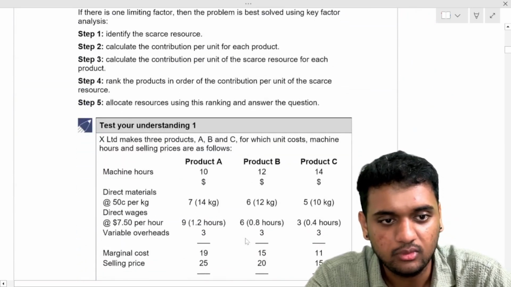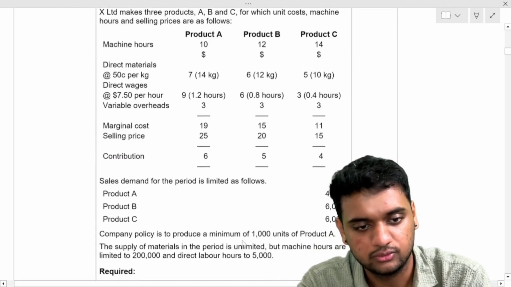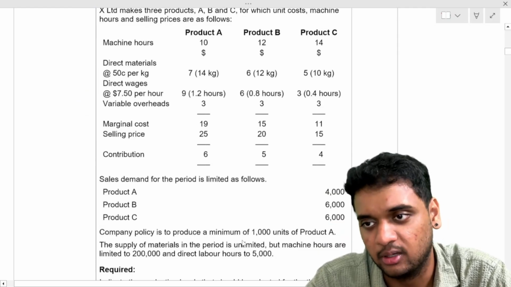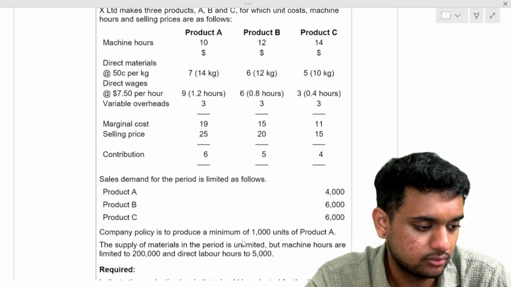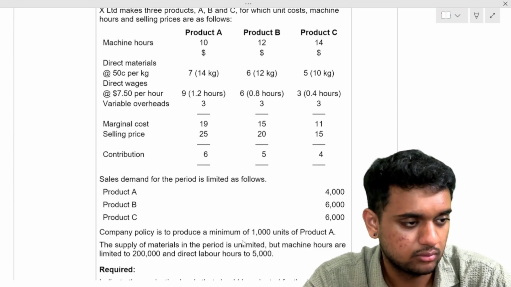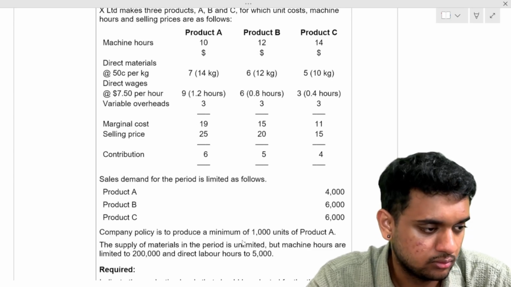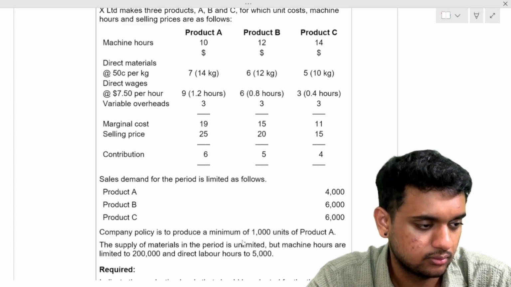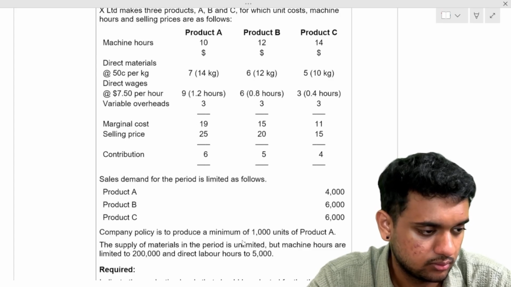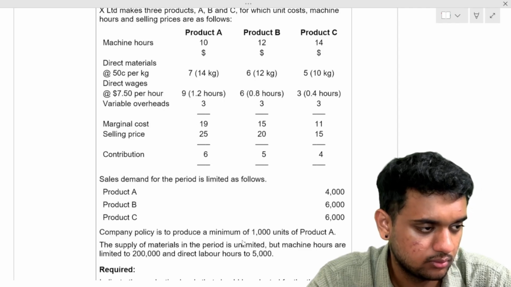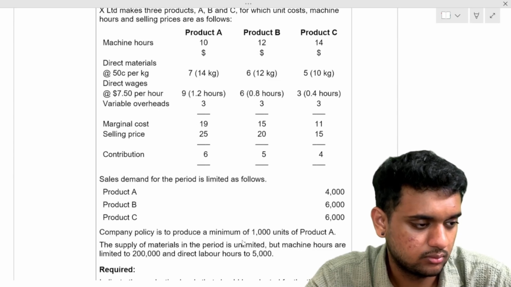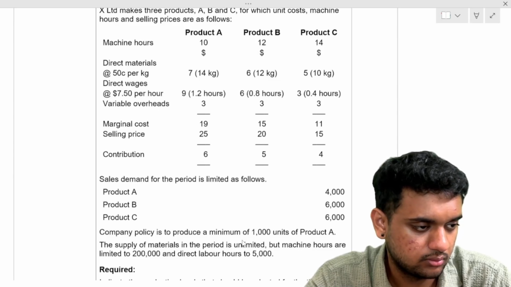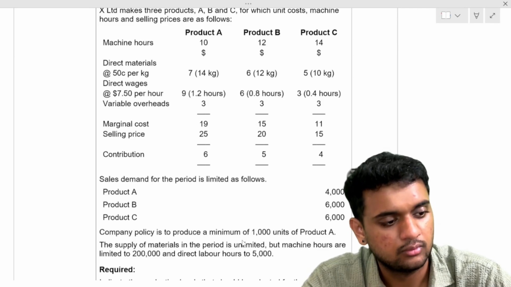Now, open your book and go to test and understanding question number 1. Take the chapter planning with limiting factors and go to test and understanding question number 1. Go fast. Ready?